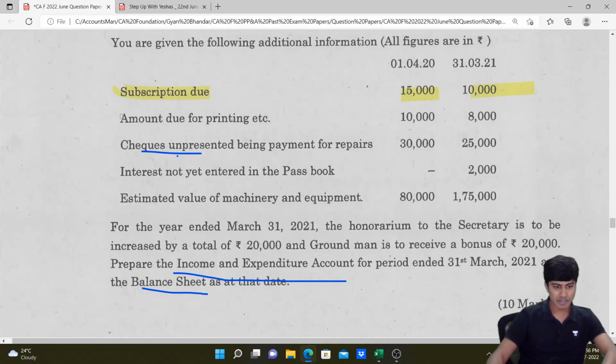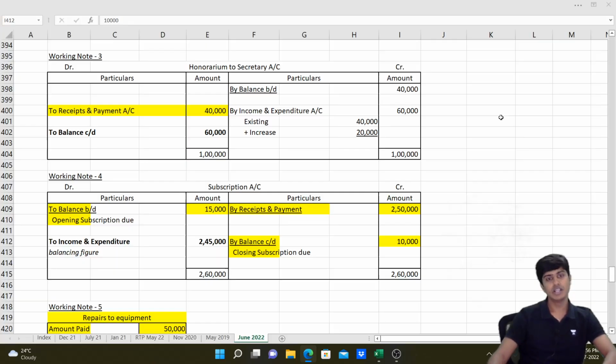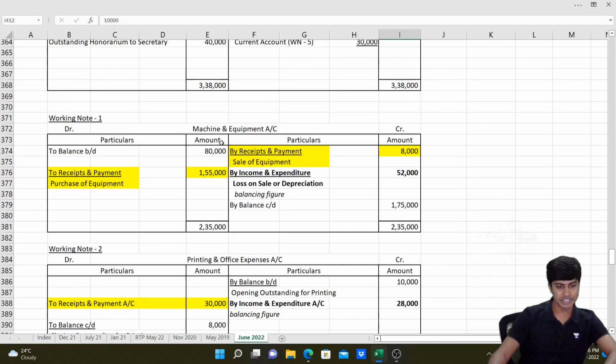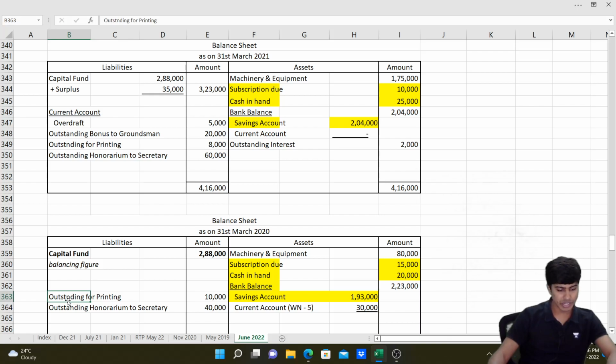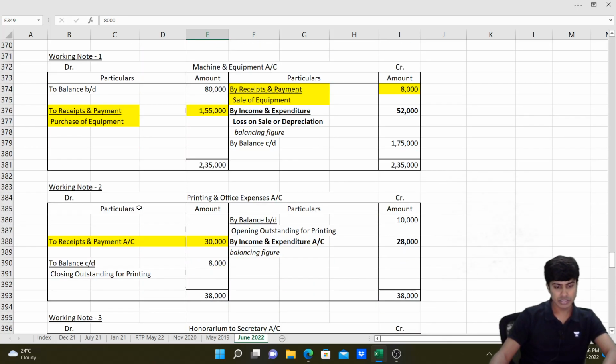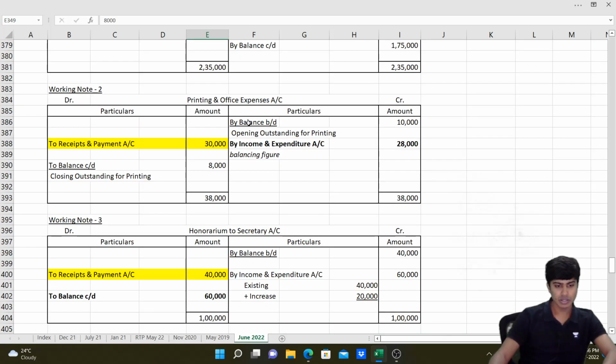Great. Then we have amount due for printing, 10,000 opening outstanding, 8,000 closing outstanding. So 10,000 liability in the opening balance sheet. Have a look. 10,000 rupees outstanding for printing, liability in the opening balance sheet. Outstanding for printing, liability in closing balance sheet. This will also go to our printing account. See this, printing and office expense account. Opening balance liability 10, closing balance liability 8.